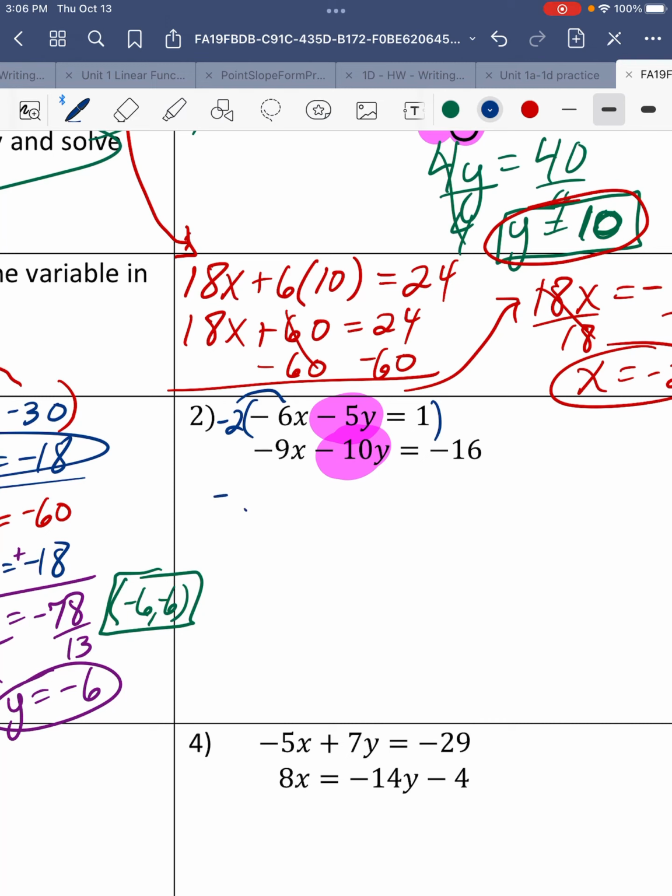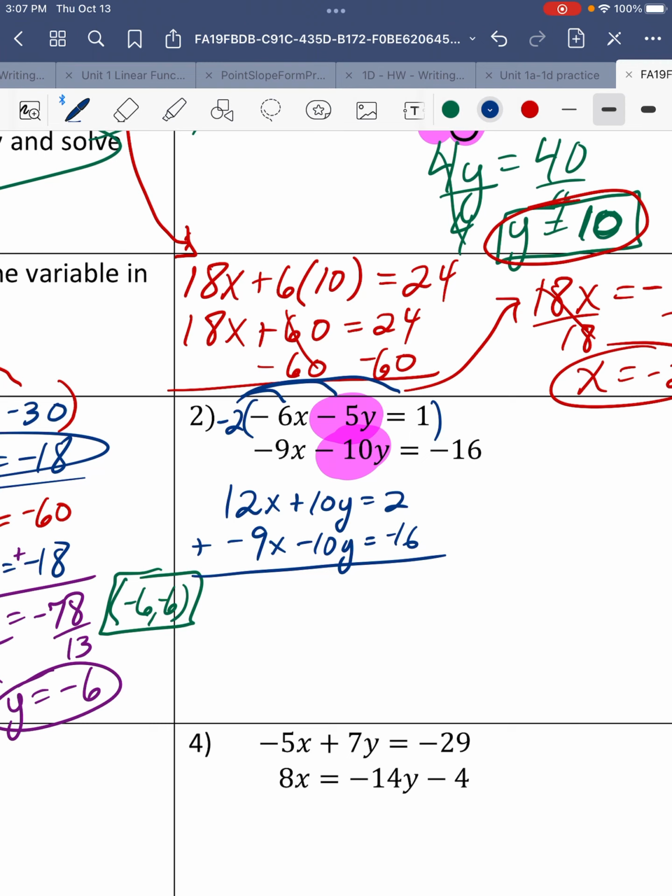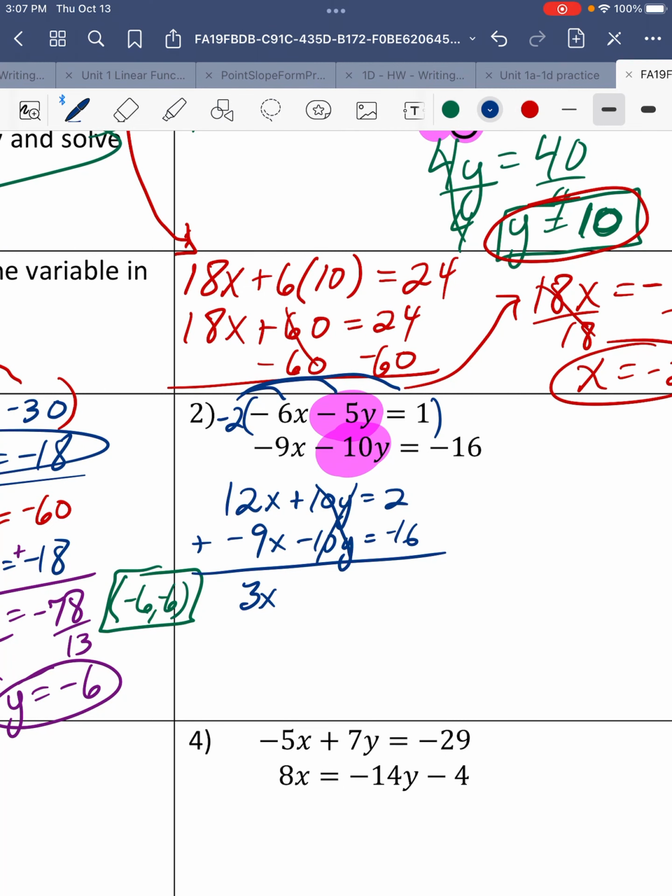I'm going to multiply the top equation by negative 2, and that's going to give me negative 12, positive 12x. Negative times a negative is a positive. 10y equals 2. I have negative 9x minus 10y, write down the bottom equation. I'm going to add vertically. So you've got 12x plus negative 9x is 3x. 10y plus negative 10y cancel out. 2 plus negative 16 is negative 14.